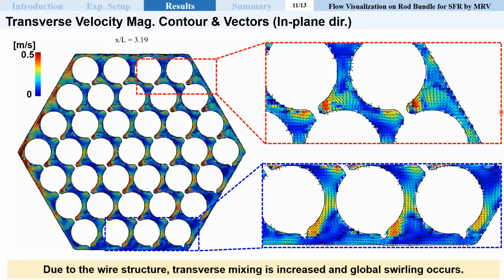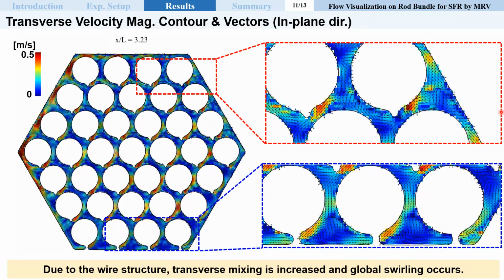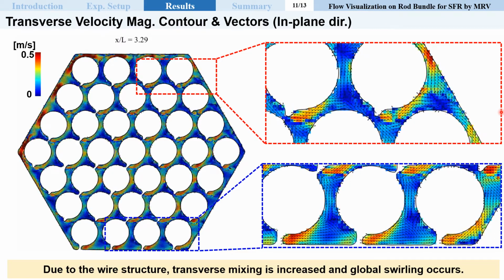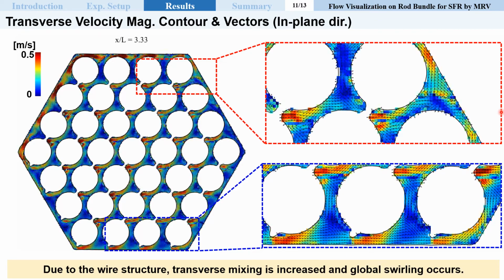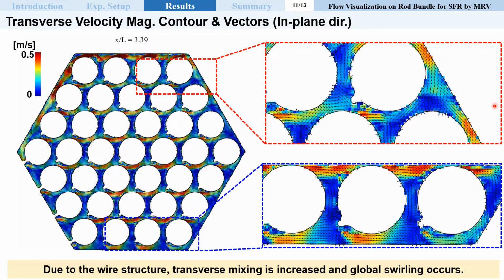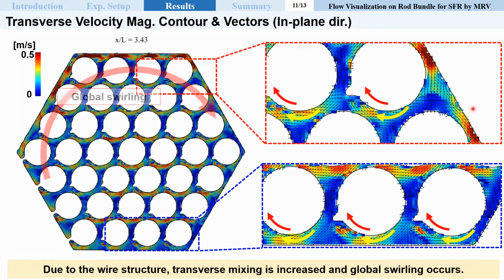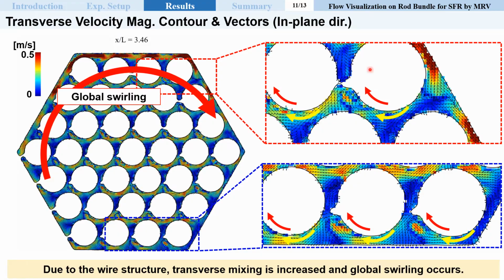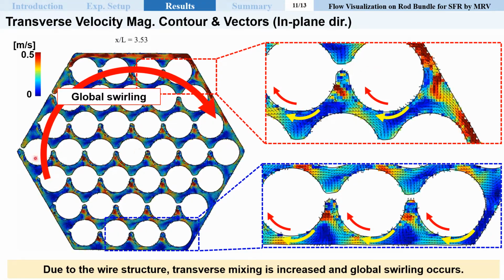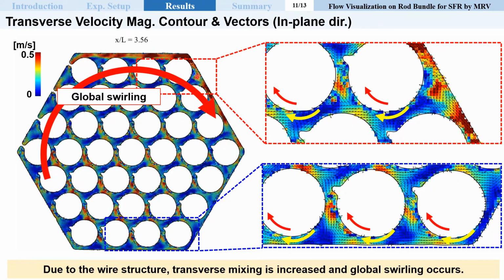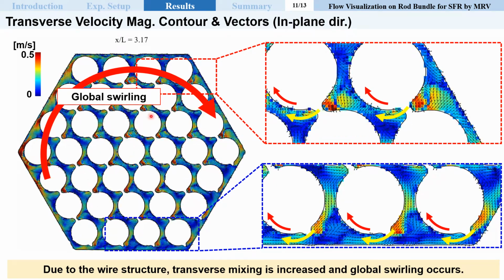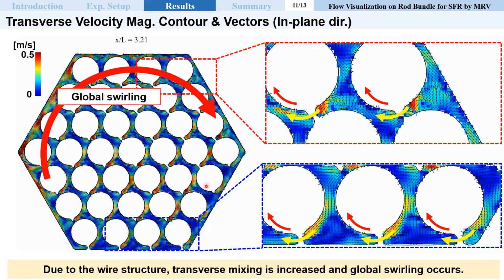The following are the results of the transverse velocity field contour and vectors. The contour means velocity magnitude, and the vector shows only the direction of the in-plane velocity vector. Due to the wire structure, the transverse direction mixing occurred better. In addition, as the wire rotates, there is a global swelling that rotates significantly outward of the edge region, like this. We can estimate the reason why this global swelling occurs from pressure distribution and flow resistance.